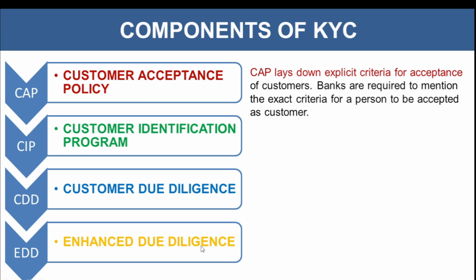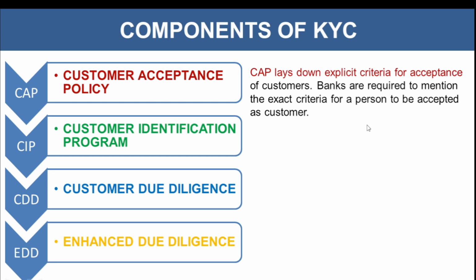So the first one is whether a bank should accept you as a customer or not. You can just read over here. CAP lays down explicit criteria for acceptance of customers. Banks are required to mention the exact criteria for a person to be accepted as a customer. So if you want to do transactions with the bank, if you want to be a customer of the bank, you have to fill up the form as required by the bank.